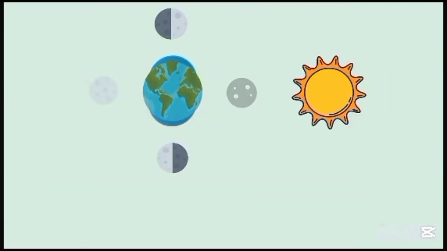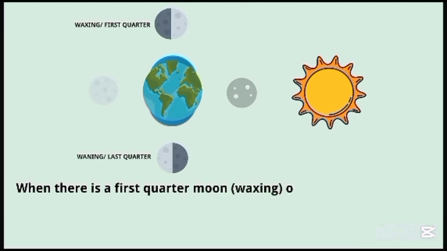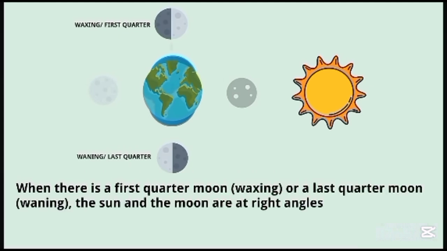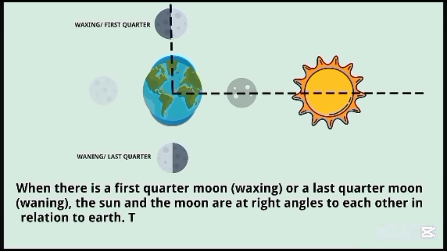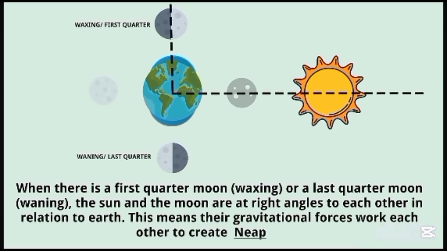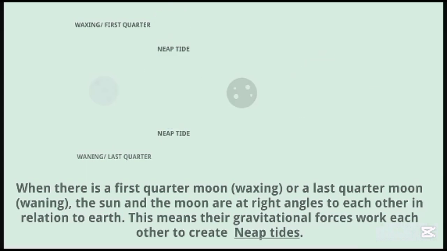And for the nip tides, when there is a first quarter of the Moon waxing, or the last quarter of the Moon which is waning, the Sun and the Moon are at right angles to each other in relation to the Earth. This means their gravitational forces work against each other to create the nip tides.